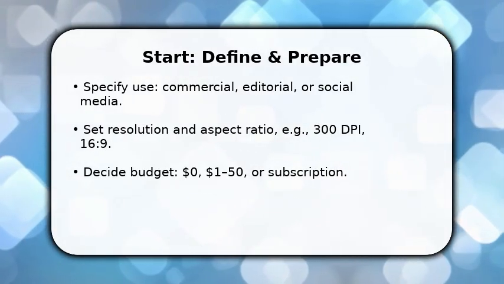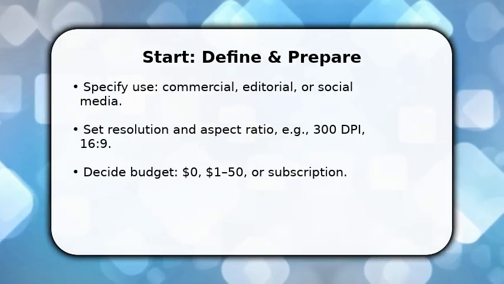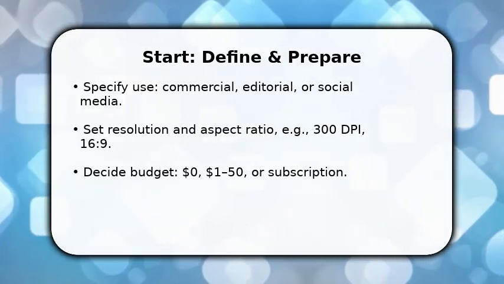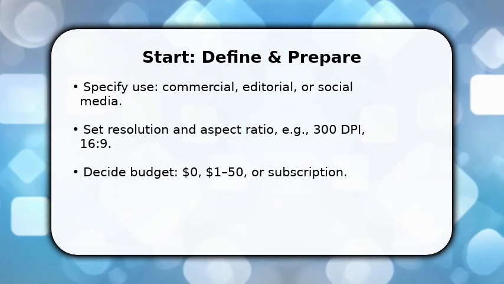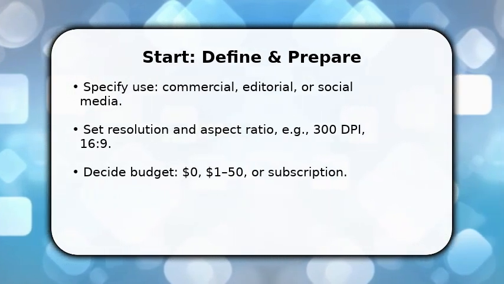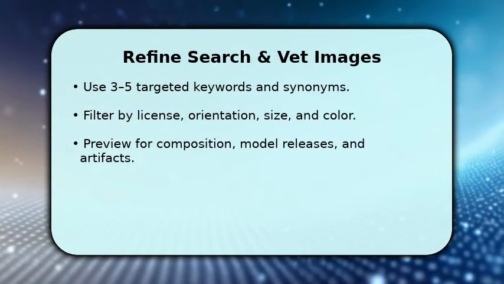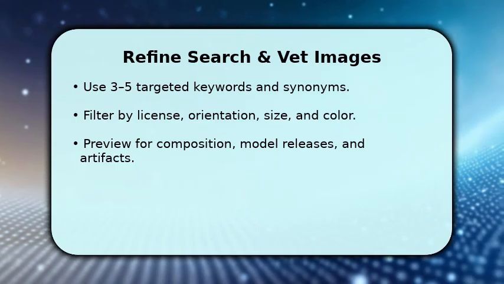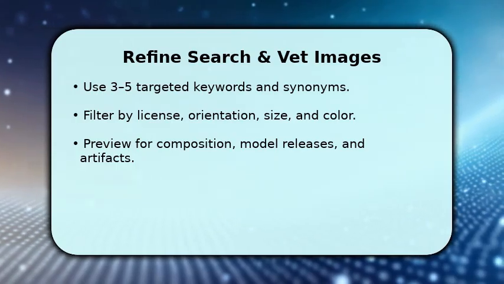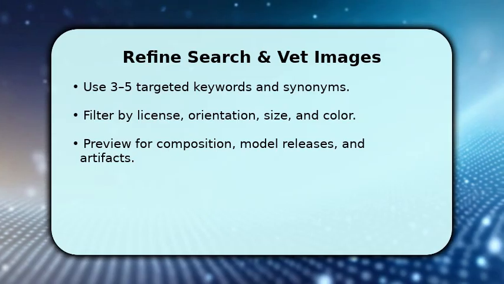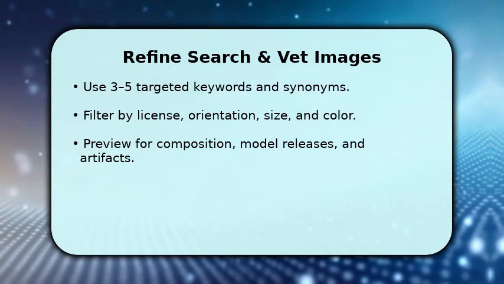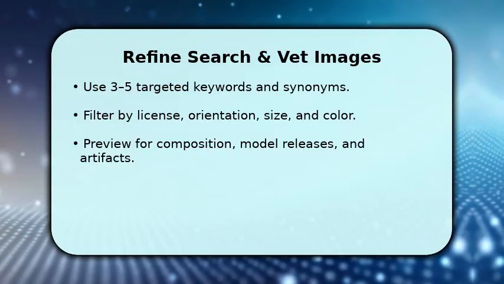Now open your preferred image platform, enter a concise keyword phrase, and apply filters for license type, orientation, and color to start finding usable candidates. With initial results in front of you, refine using targeted keywords and synonyms to surface relevant alternatives. Make sure to apply filters for license type, orientation, and minimum pixel dimensions.